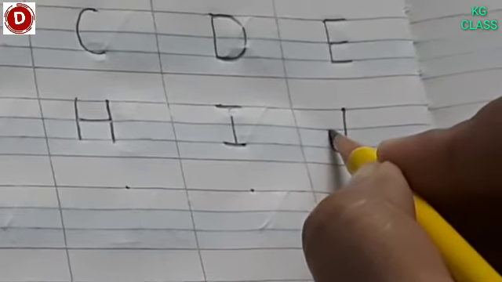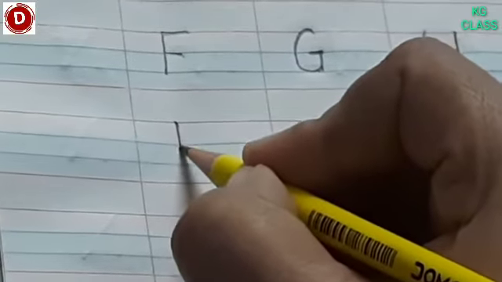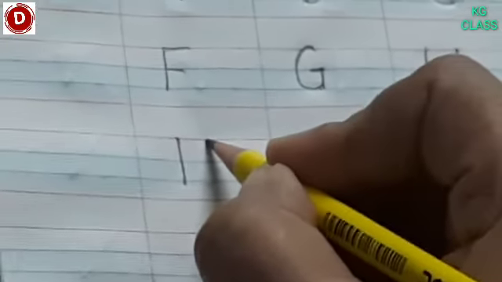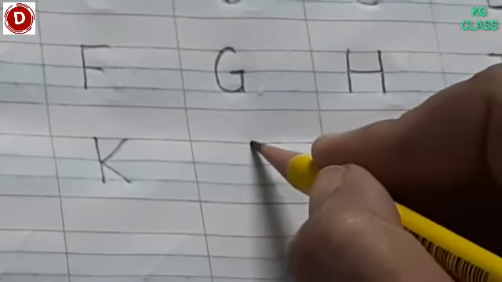After I comes J. A standing line, turn it and make a hook till the first blue line and then make a sleeping line like this, children. This is capital J. After J comes K. A standing line and two slanting lines like this, children. This is capital K. After K comes L. A standing line and a sleeping line on the second blue line.